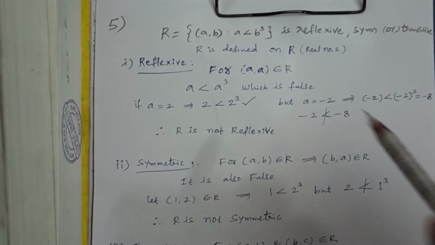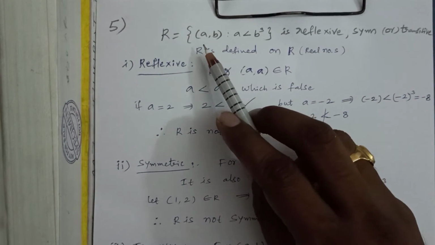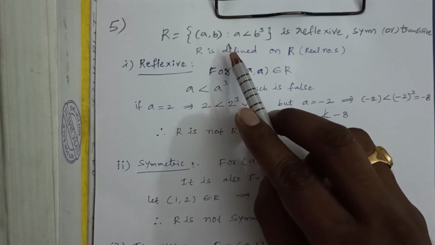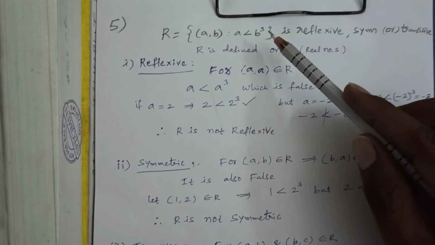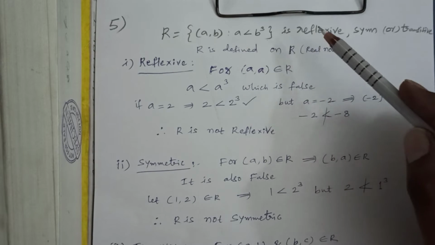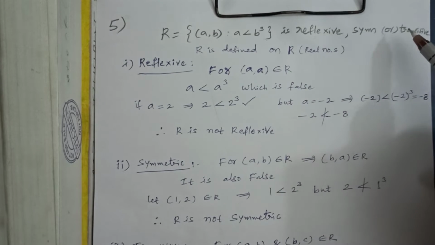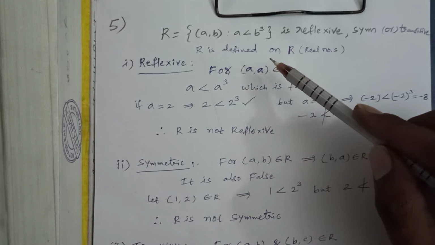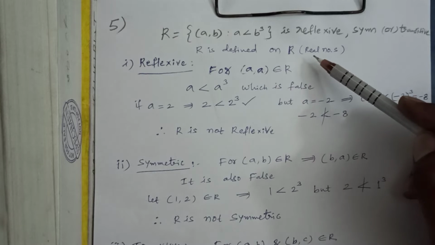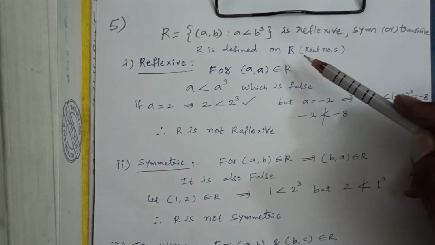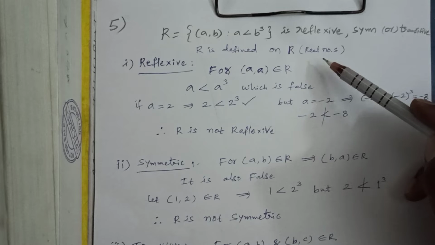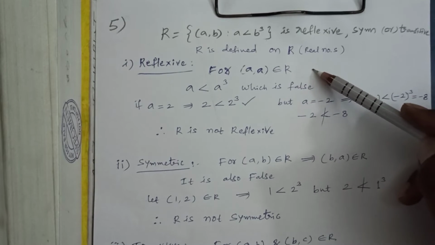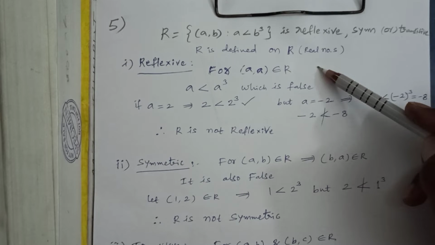Here. So let us see the next question. Question number 5. R equals (a, b) such that a less than b cube. Is it reflexive, symmetric or transitive? We are going to check. So here also, this relation is defined on which set? That is important. The relation is defined on the real number set, so we can take integers, decimals and fractions as well.